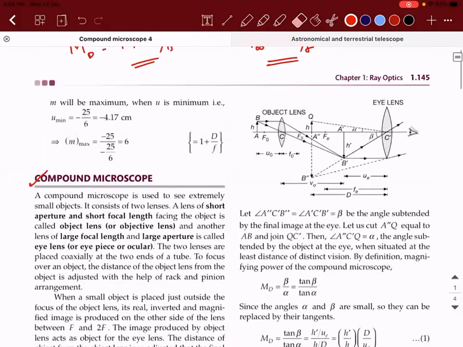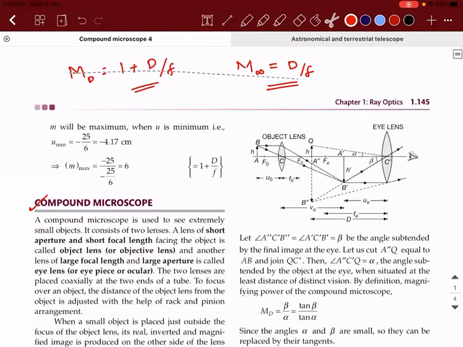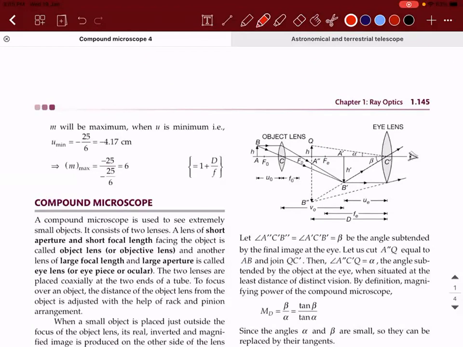The idea of the compound microscope comes from the fact that we know what happens when two lenses are taken in combination. Their focal length is going to be something like this: 1 by f effective is equal to 1 by f1 plus 1 by f2. Similarly, the magnification will be the multiplication of the magnification produced by each lens. I hope you remember this. Yes or no?